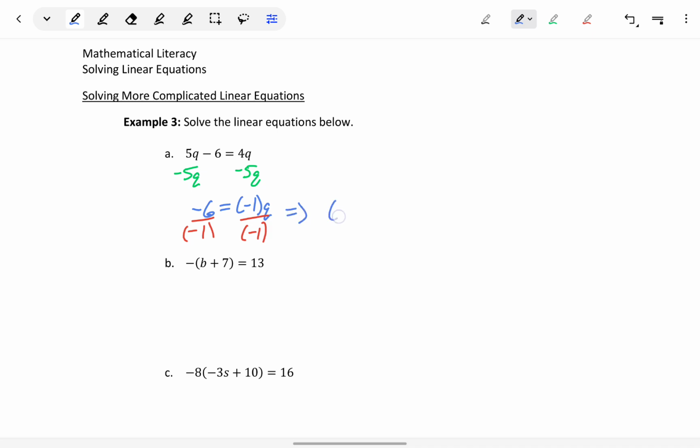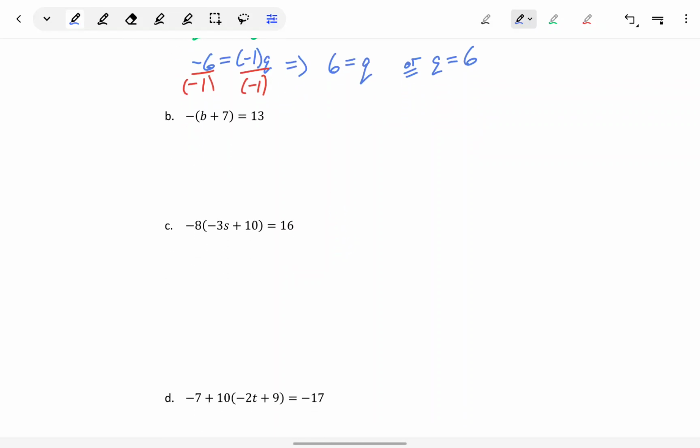Which will leave us with positive 6 is equal to q, which is the same thing as writing q is equal to 6. And then of course we should go ahead and check that solution, but I'll leave that to you.